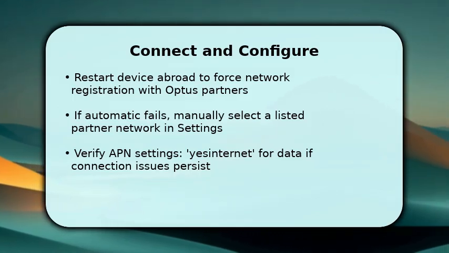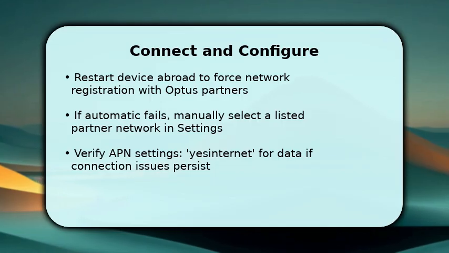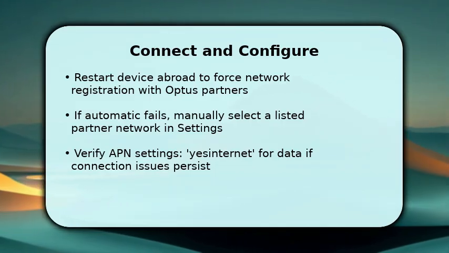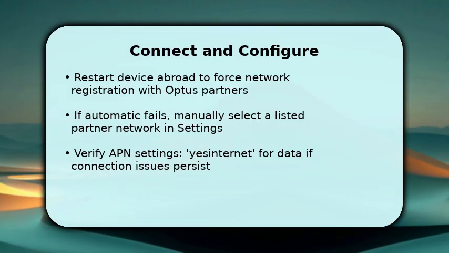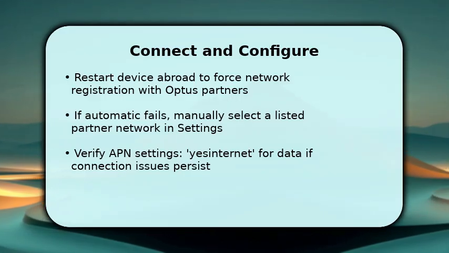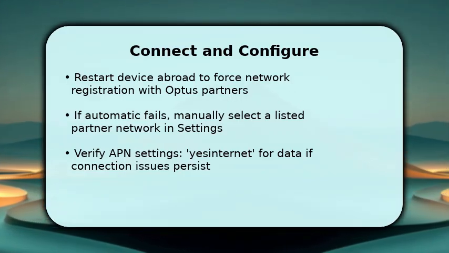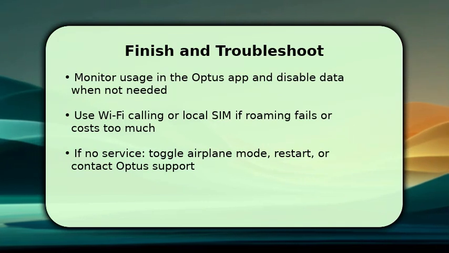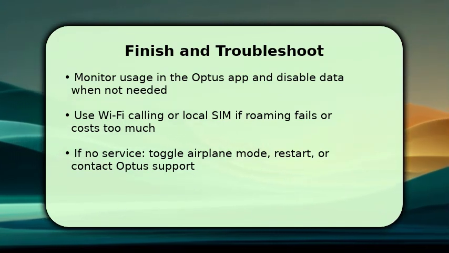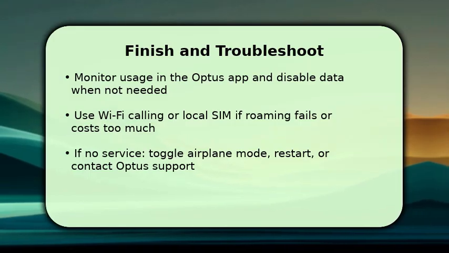While doing this, keep an eye on your Optus app notifications. They'll confirm the roaming add-on is active and show remaining days or usage. To finish, confirm the roaming item is active in the app and watch daily charges so you don't exceed your plan. When you're done using data, switch data roaming off to stop further billing. Use Wi-Fi or Wi-Fi calling to save money.